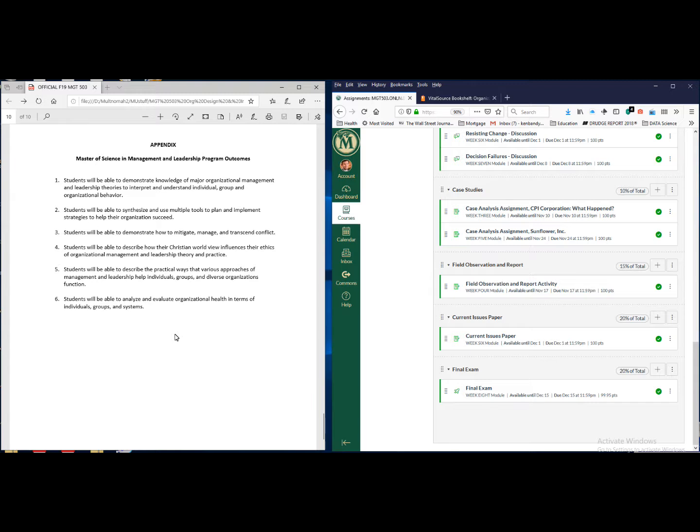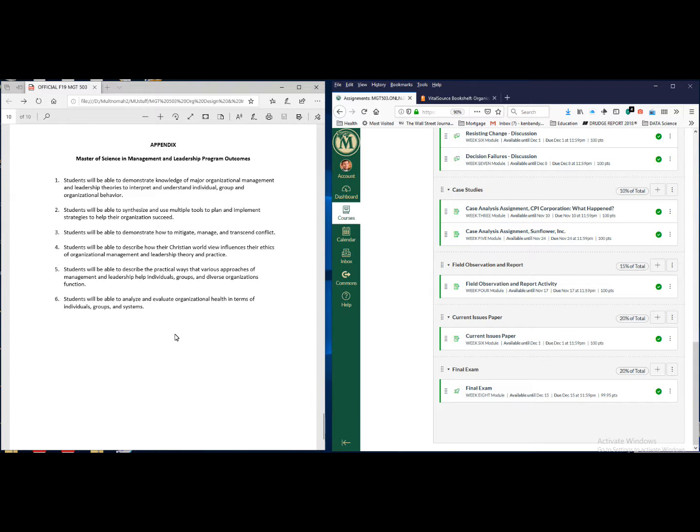Let's see. Students will be able to describe the practical ways that various approaches of management and leadership help individuals, groups, and diverse organizations function. All right. That's your developing your evaluation tool and applying it, the case studies, those sorts of things. So we do address number 5 pretty clearly in this course. And then students will be able to analyze and evaluate organizational health in terms of individuals, groups, and systems. We'll plant the seeds for that in this class.